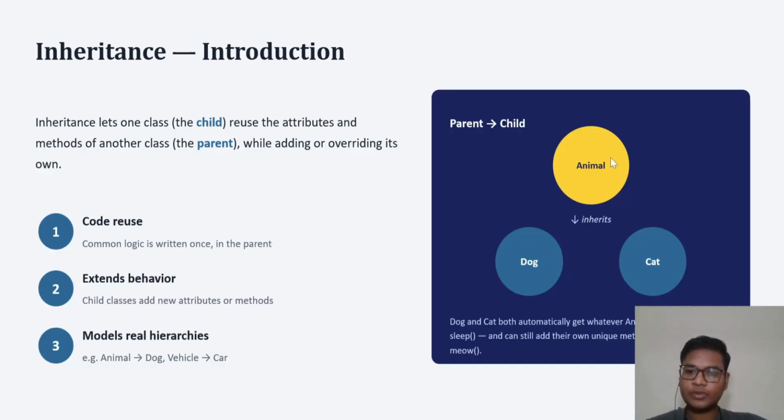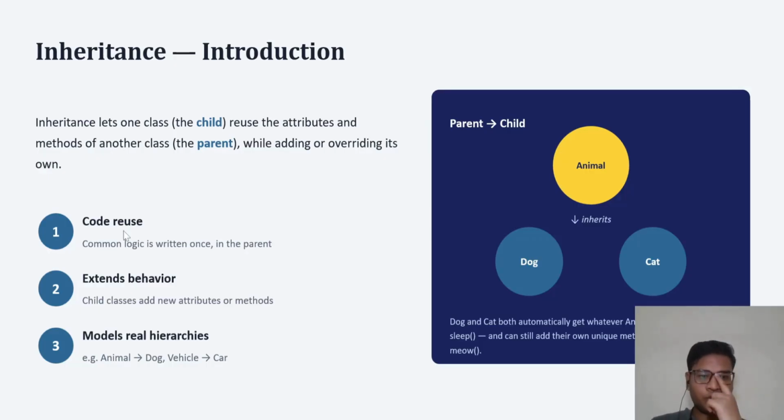What does it mean? It means Dog and Cat both automatically get whatever Animal defines, like sleep, and can still add their own unique methods like bark or meow. So it can take all the genetics from its parent class, and it can also add something of its own. Genetics is a good analogy for this. It can take from the parent class how to sleep, all these things.